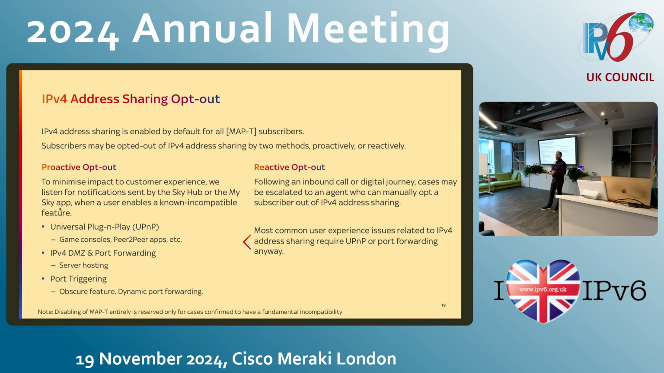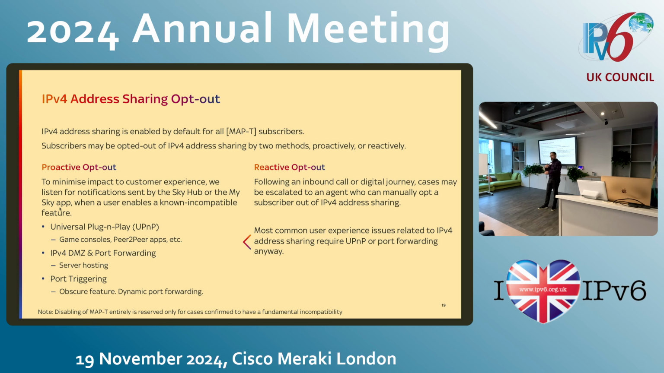So by default, all of our customers in MAP-T will go to that 8-to-1 sharing ratio profile, but we've built 2 processes to allow a customer to opt out of address sharing. Well, we put a lot of effort into building an automated or proactive opt-out path where we will listen to notifications that are sent by the CPE, the SkyHub, or by the MySky app when a user toggles UPnP or enables DMZ or does any port forwarding. And we'll use that as a signal to apply the opt-out profile.